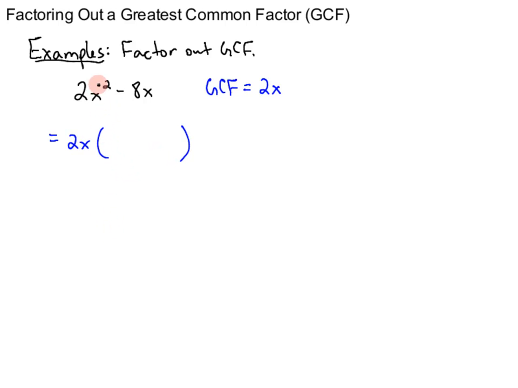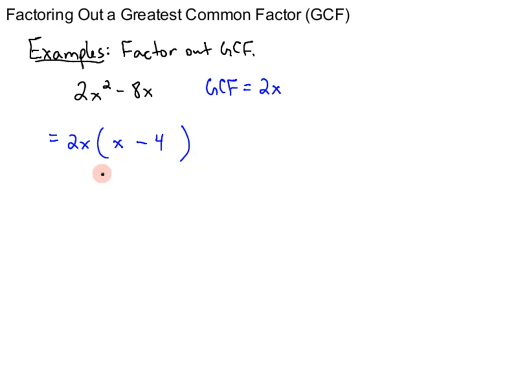Well, to get a 2x squared, you'd have to multiply the 2x here by an x. So 2x times x gives you the 2x squared. To get a negative 8x, you'd have to multiply the positive 2 by a negative 4, and you've already got the x. That gives you the negative 8x. And so this is the factored form of this polynomial.